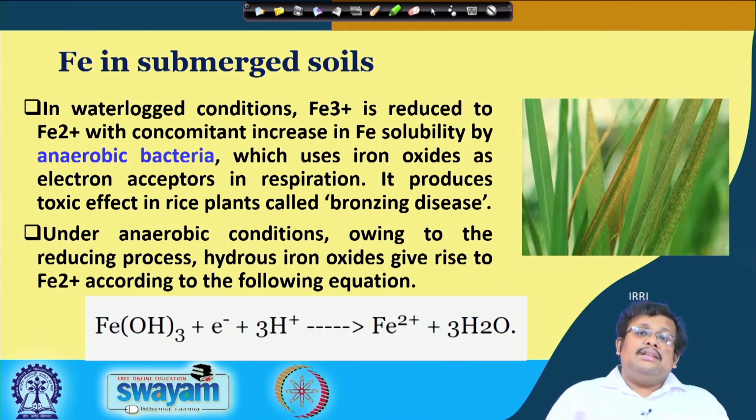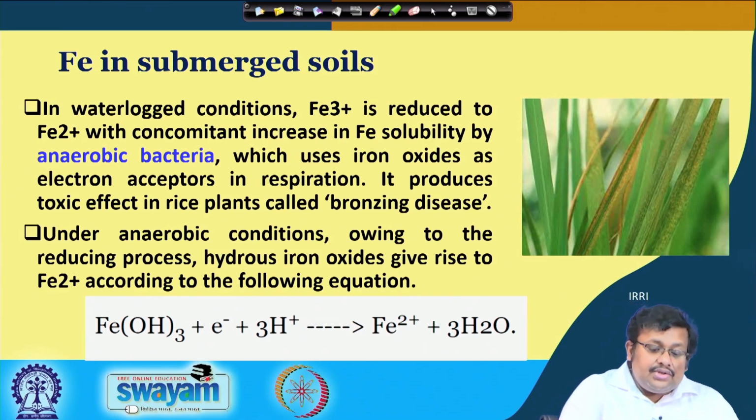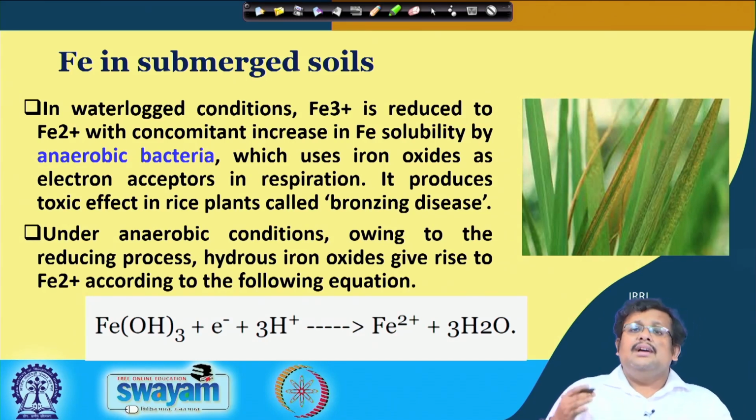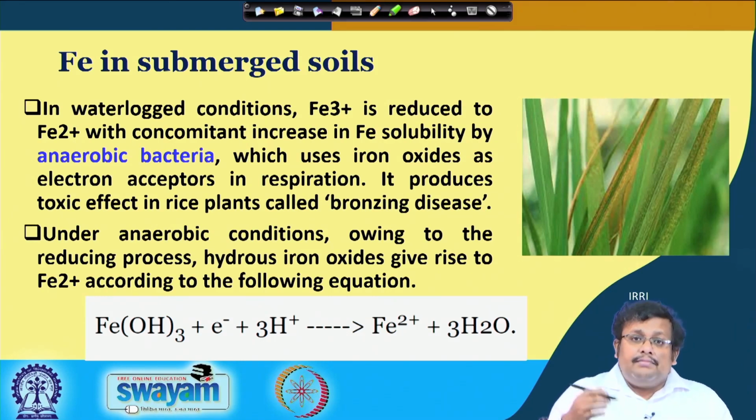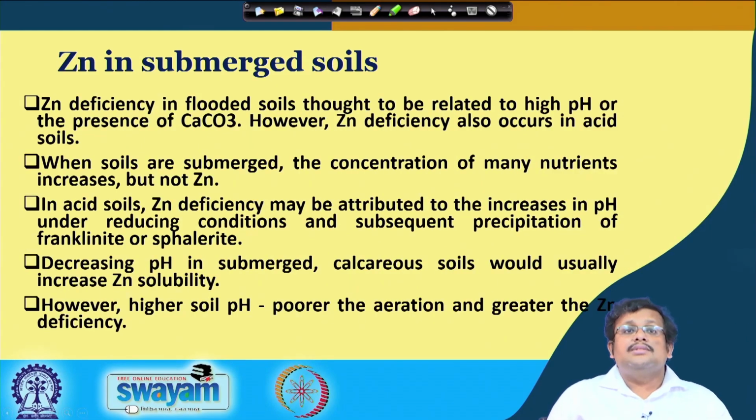Now, under anaerobic condition, owing to the reducing process, hydrous iron oxide gives rise to Fe2+ according to the following equation. As you can see, Fe(OH)3, when it is reduced by accepting 3 protons and electrons, is reduced to Fe2+ and produces 3 molecules of water. So, this is how the iron gets reduced in the submerged condition and produces the iron toxicity.